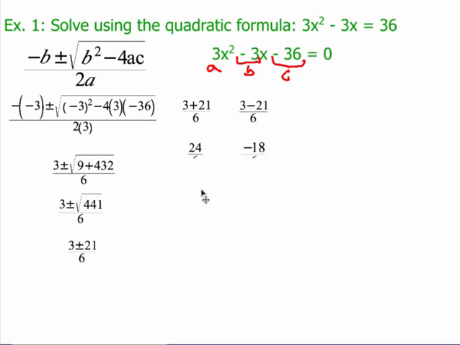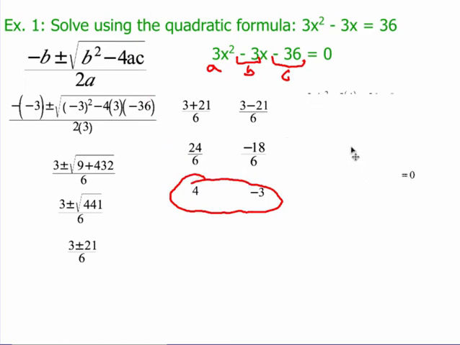All right, 3 plus 21 is 24. 3 minus 21 is negative 18. Divide them both by 6, and I get the answers 4 and negative 3. So there we go. Those are my answers. x equals 4, x equals negative 3.